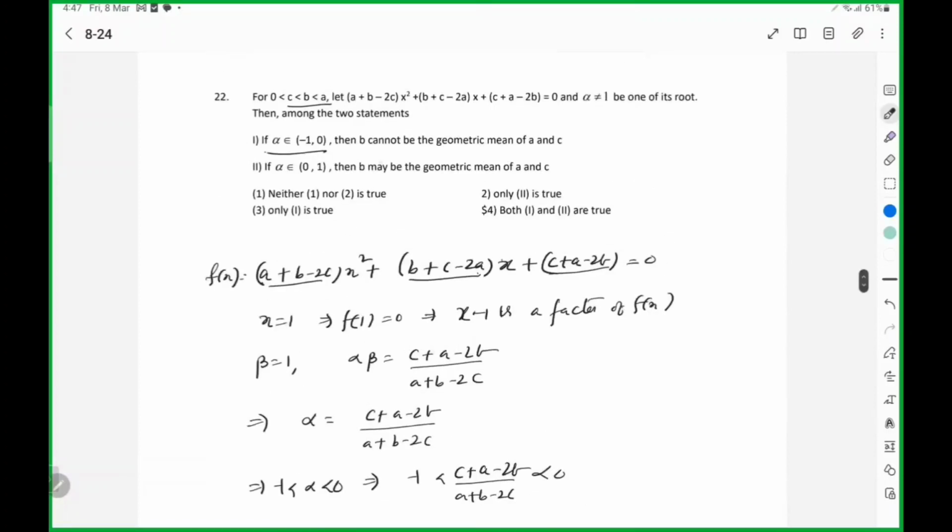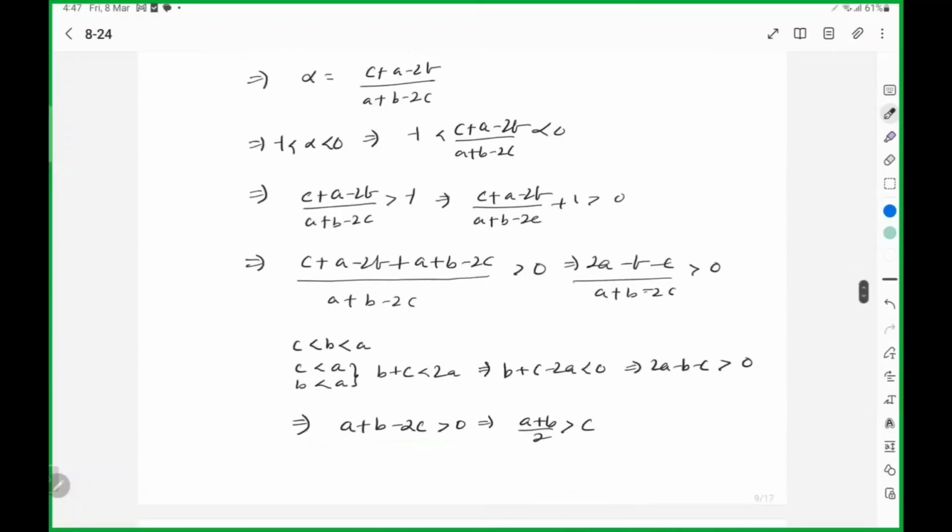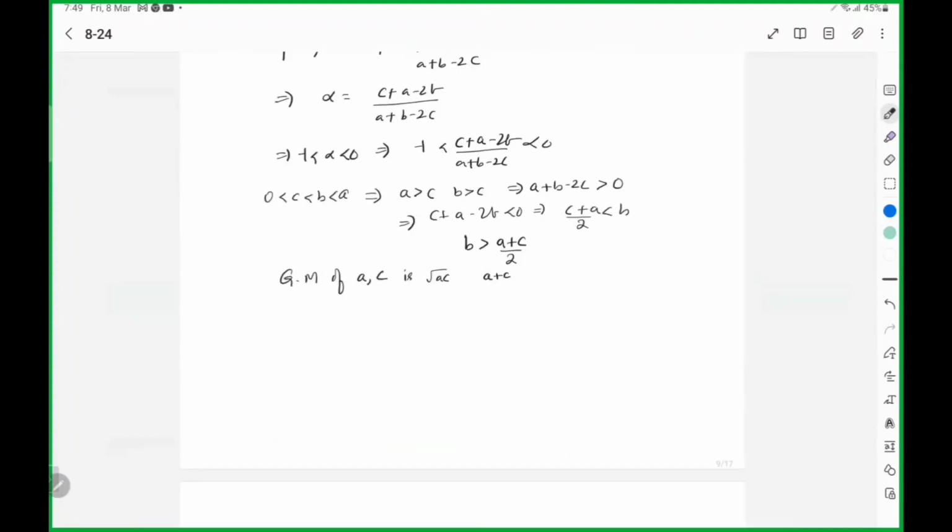So that means arithmetic mean is greater than geometric mean. That means A plus C by 2 is greater than B, but here B is greater than, so which is not possible.